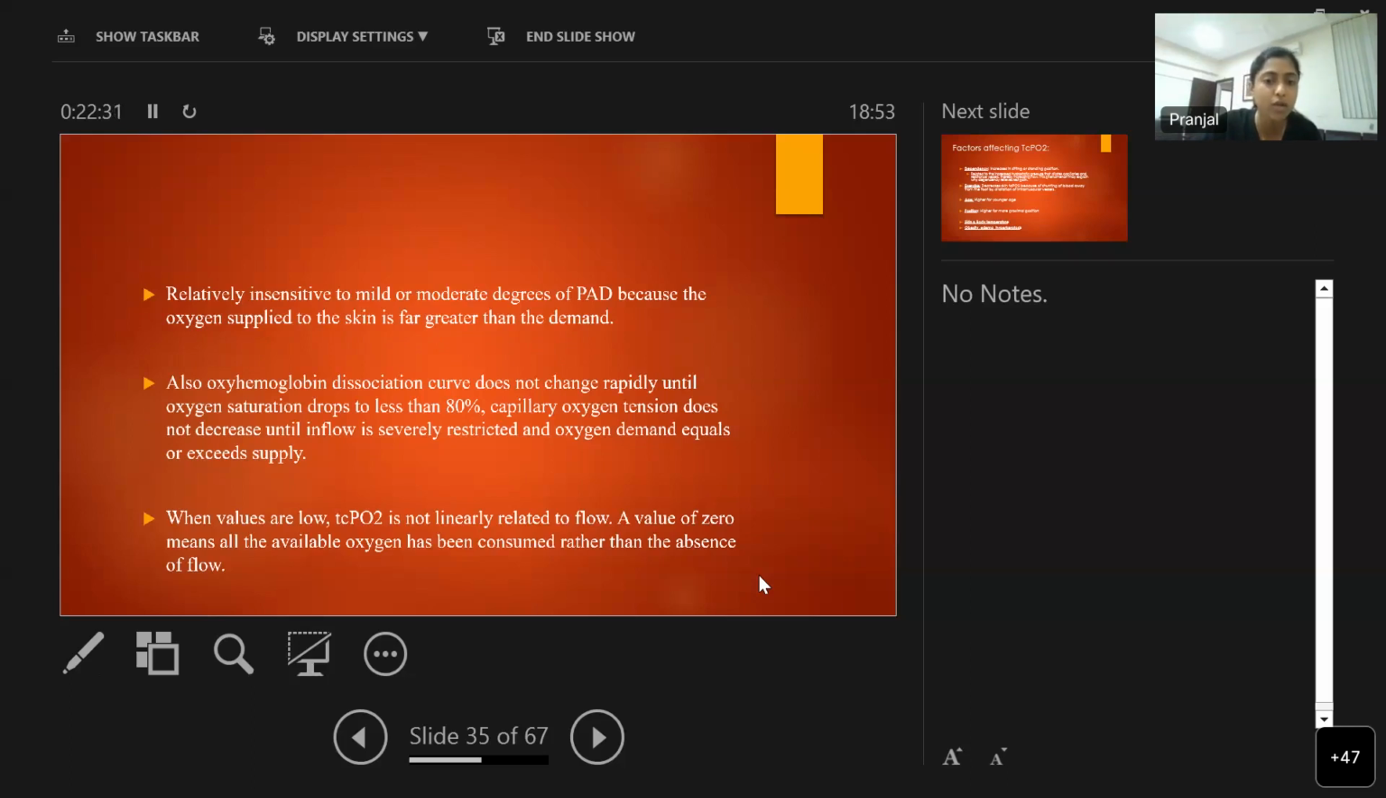Therefore, capillary oxygen tension does not decrease until the flow is severely restricted or oxygen demand equals or exceeds the supply. Hence, if the TcPO2 value is 0, that does not mean that there is no oxygen supply to the tissue in that area. It only means that whatever oxygen is supplied is already consumed and there is nothing left to reach the probe.